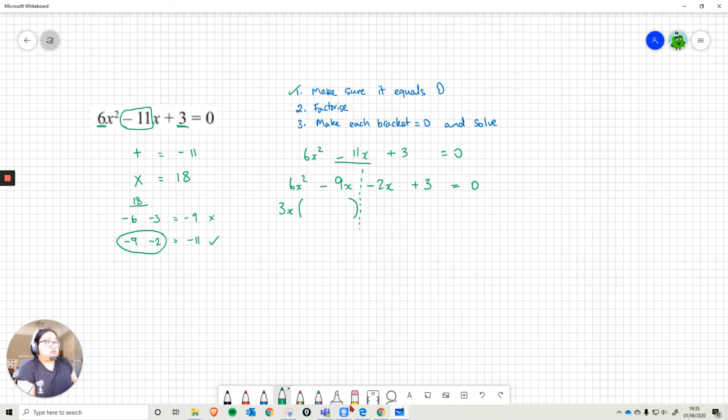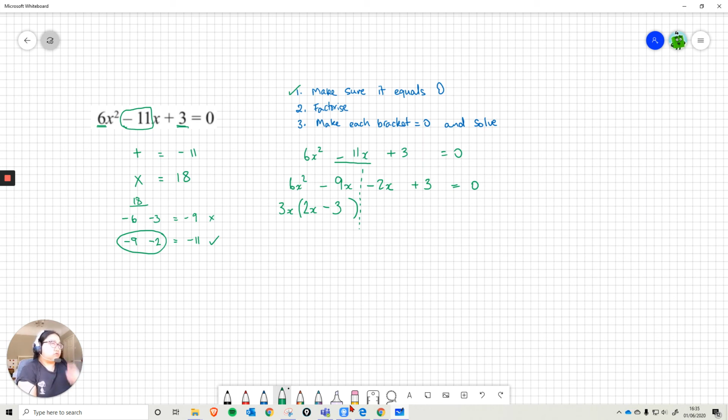3x, 3 times 2 gives me 6. x times x gives me x squared. And then I'm going to look at the next one. 3 times minus 3 is going to give me minus 9. And I already have x, so I don't need to do anything else.